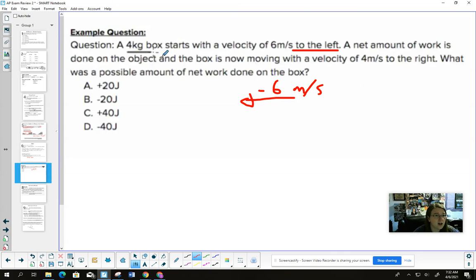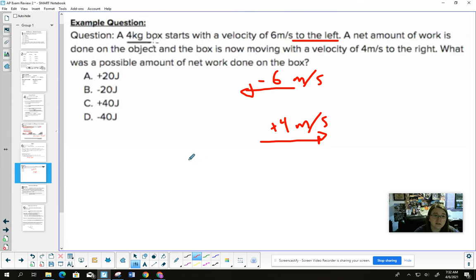It says the net amount of work is done on the box, and the box is now moving with a velocity of 4 meters per second to the right. So here's where it ends up: 4 meters per second to the right. What was a possible amount of net work done on the box? Well, they're helping us out here. Net work tells us, hey, this is the work-energy theorem, because that's related to net work, and not only that, but net work equals the change in kinetic energy. And we definitely have a change in kinetic energy here because the box is changing directions and speeds.